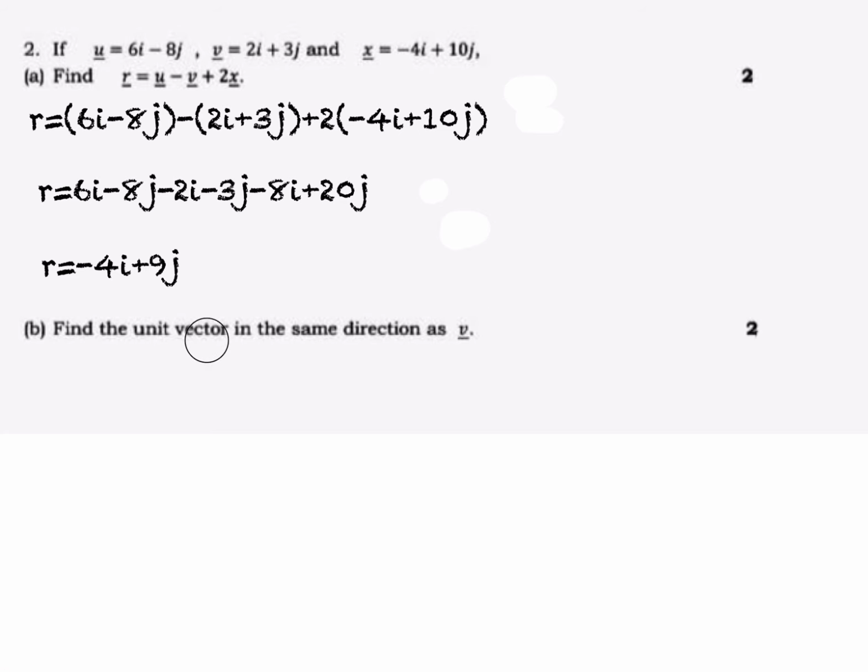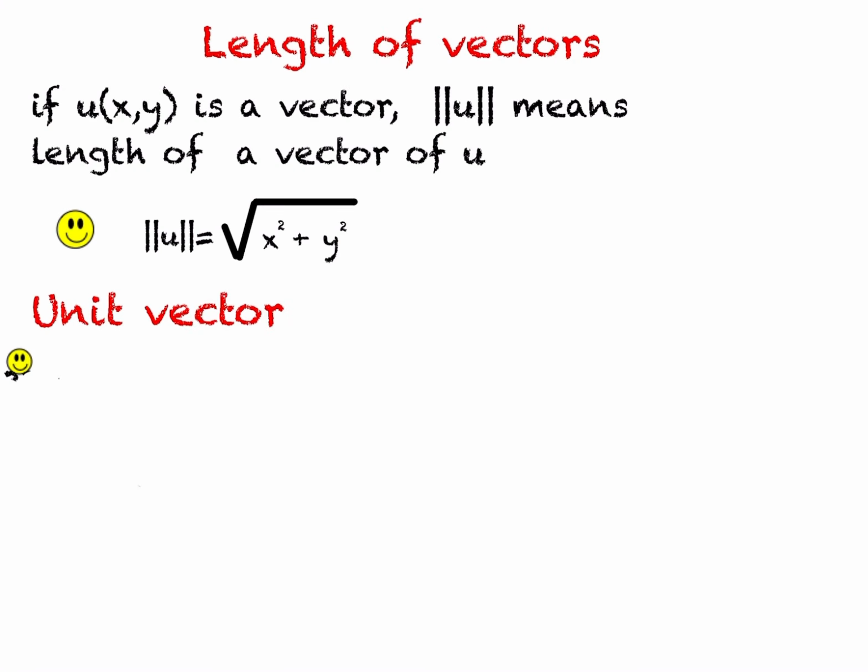Now, from here, we will continue with the unit vector. Okay, what is the unit vector? First of all, I want to define it. Do you remember the length of a vector from the first video? Length of the vector is, if u has an x component and a y component, the square root of the sum of these components squared equals the length of the vector.